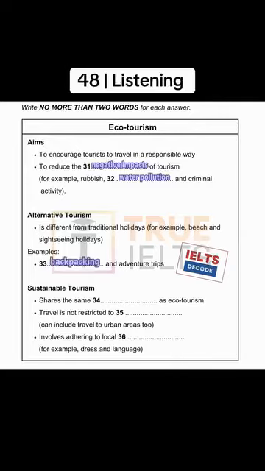Now, what about sustainable tourism? Sustainable tourism has the same ideals as ecotourism, but it isn't limited to natural areas. So, you can have a sustainable tourist experience in a city or a town.